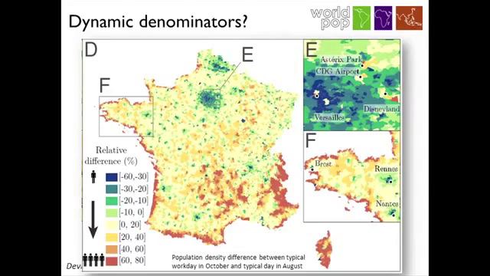So this is population density differences in France between the typical workday in October and the typical day in August. Yeah, the interpretation there is everyone goes to the seaside, except for within Paris. There's some peaks in Asterix Park, Disneyland, and Versailles.